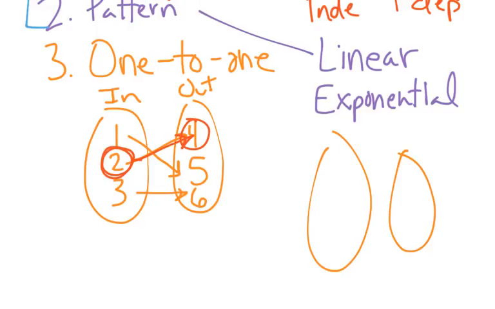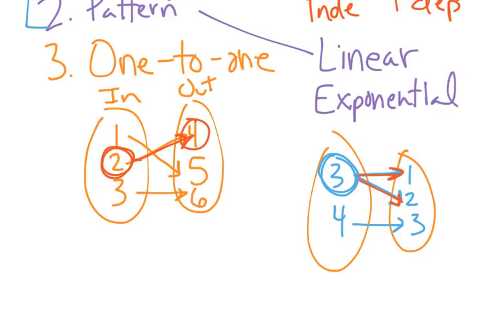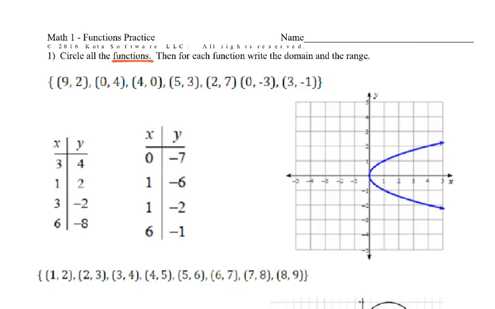Now, if I have some other numbers, this is what it would look like to not be a function. See how this input now can go to either 1 or 2. One-to-one means that for every x value, there's only one y value, one output that the input goes to. It can't go to more than one. That's not a function. So that's the main thing we're looking at here.